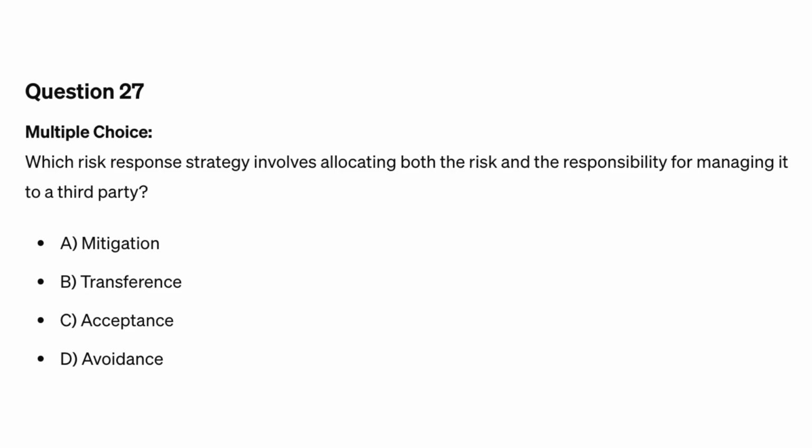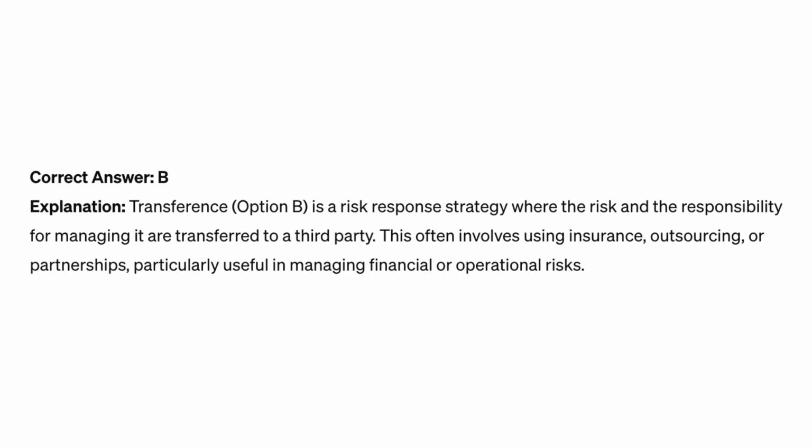a third party? A. Mitigation. B. Transference. C. Acceptance. D. Avoidance. Correct answer B. Explanation. Transference, option B, is a risk response strategy where the risk and the responsibility for managing it are transferred to a third party. This often involves using insurance, outsourcing, or partnerships, particularly useful in managing financial or operational risks.